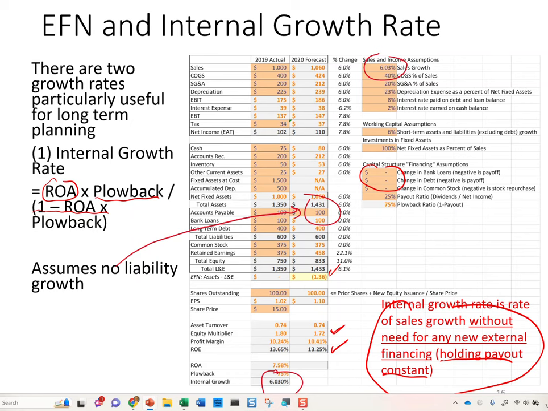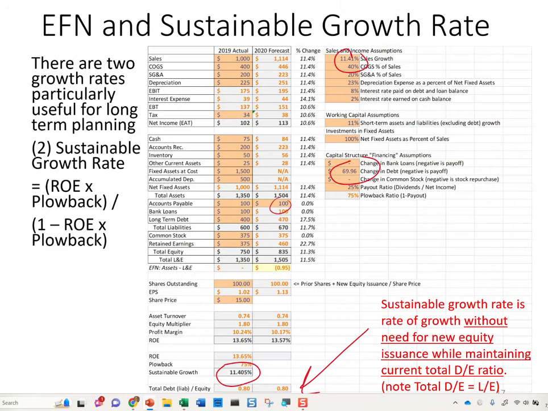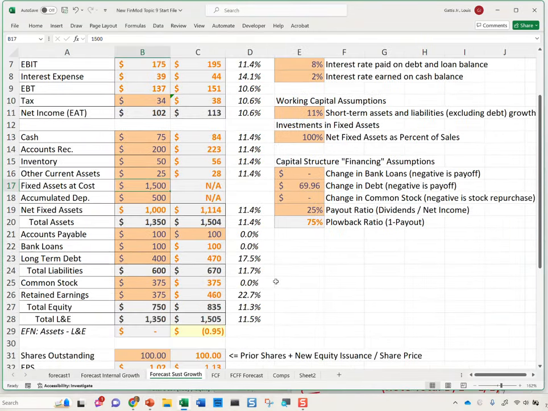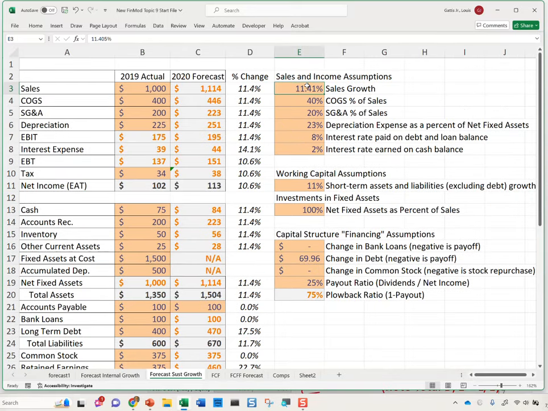But what if we don't want to delever the firm? We want to maintain the same level of financial risk, and we'll call that the debt to equity ratio or the equity multiplier. Both kind of summarize or represent that number. And when I do that sustainable growth rate, which is ROE times plowback divided by 1 minus ROE times plowback, I calculate that at 11.4%. I'll go to my forecasted sustainable growth rate. I put in the 11.4% as sales growth and short-term assets growth.